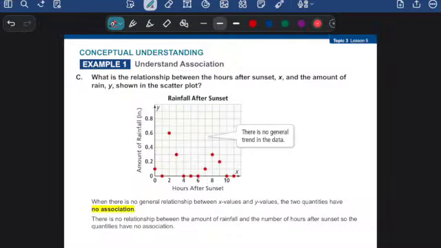Part C. Now we're measuring rainfall after sunset. So the time in hours after sunset and the amount of rainfall, you can see we have points going up, we have them coming down. Can I really draw a straight line through this? Well, no, because it kind of goes up and then it goes down, it comes up again. We don't really see a clear pattern, a clear relationship, so there is no association.